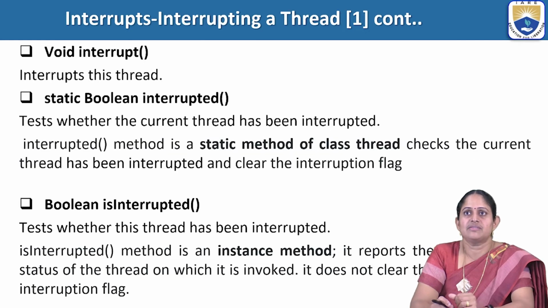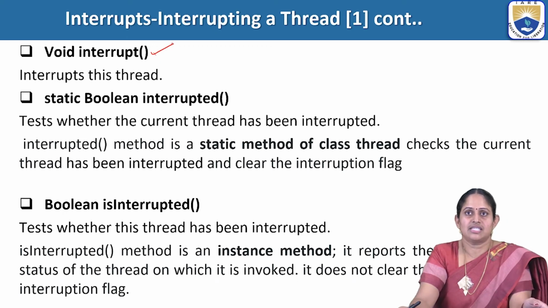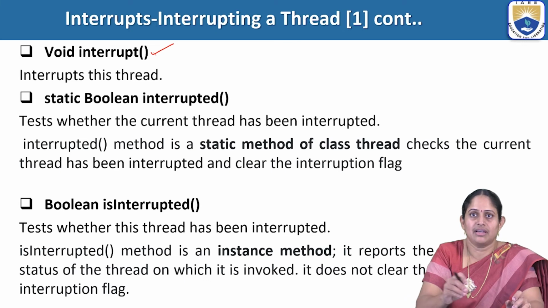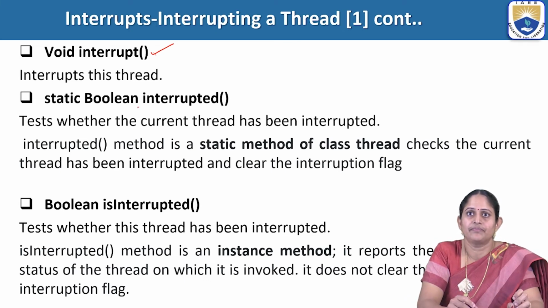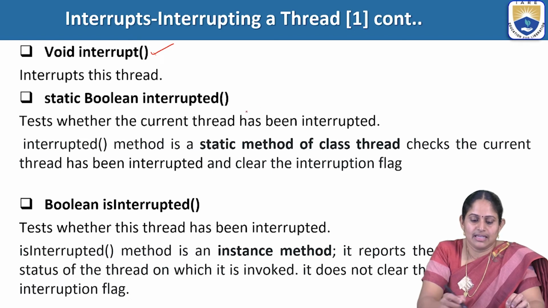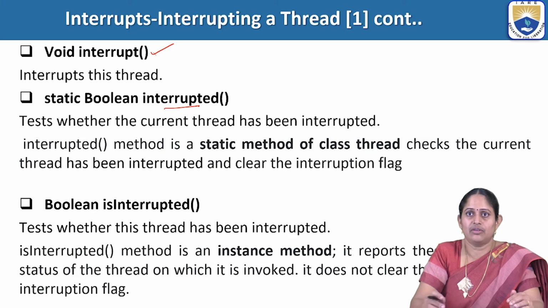So these are the various methods which are used for calling interrupts. The interrupt method is called to interrupt a thread. So to interrupt any thread, we make use of the method interrupt. Then we make use of the static method interrupted to test whether any thread has been interrupted or not. This will return a Boolean value. It will return either true or false.